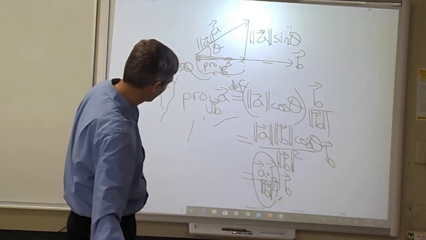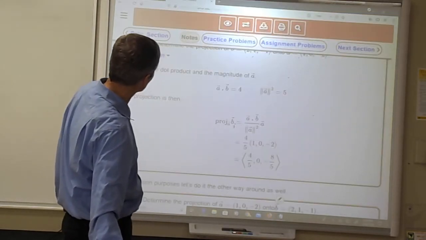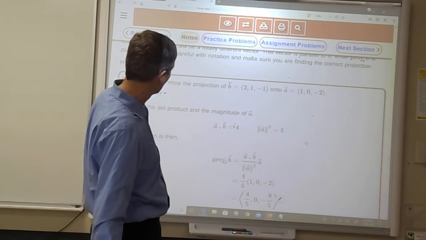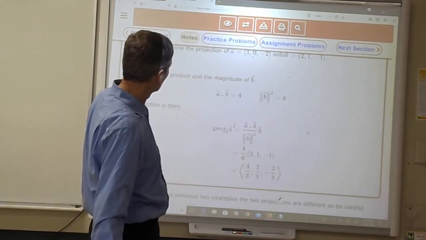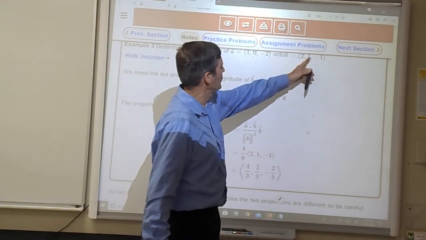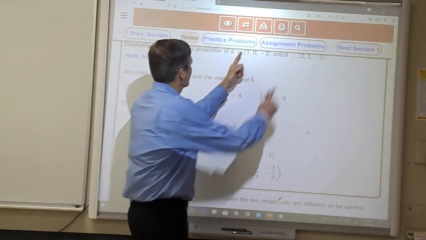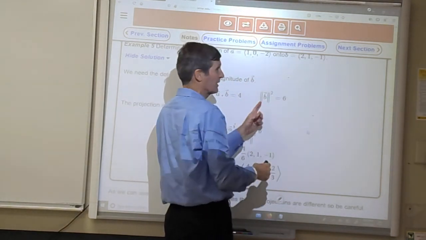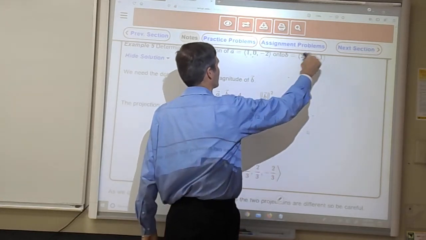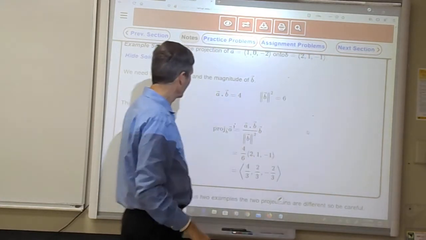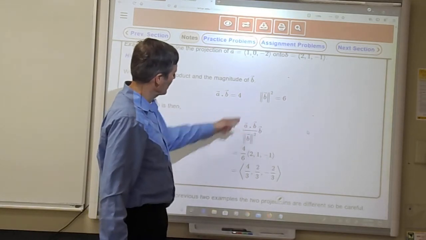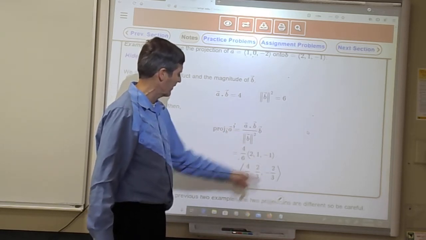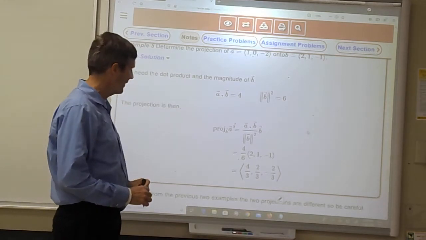Now here's an application. Suppose we want to take this vector A equals (1, 0, -2) and project it onto (2, 1, -1). We take A dot B, it's this times this plus this times this plus this times this, which is 4. Length of B squared is just the sum of the squares, right? The length of B is root sum squares, so length of B squared is the sum of the squares. 2 squared plus 1 squared plus (-1) squared is 6. We take A dot B divided by length of B squared and multiply by B. That's the projection definition, and we get 4/6 of (2, 1, -1), which is this vector here. So there's how we can find a projection.